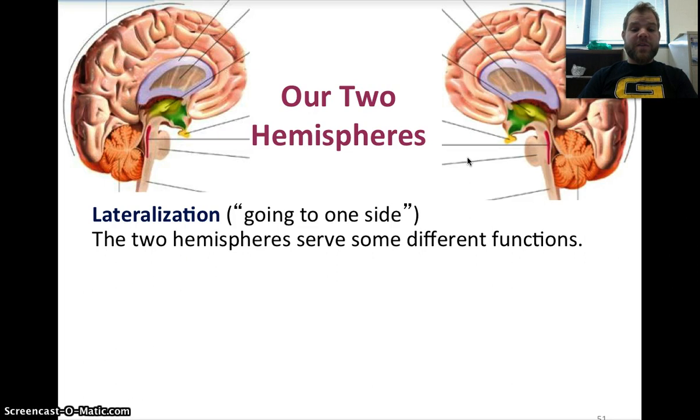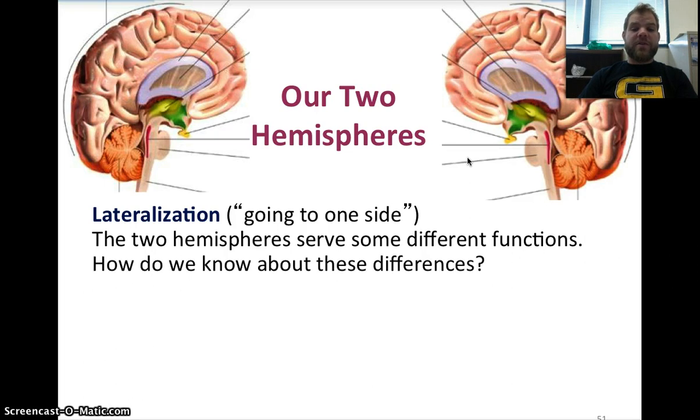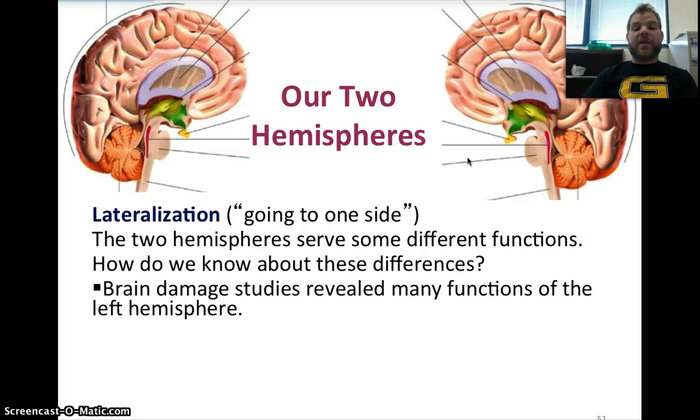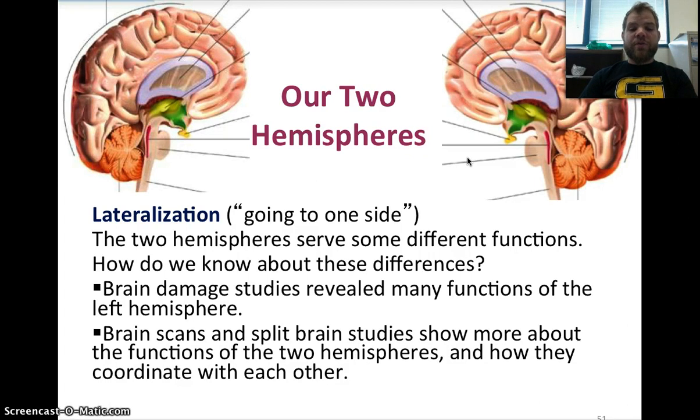These two hemispheres perform very different functions. And the reason we know about these differences is because people with brain damage in the left hemisphere revealed much of what was going on there. If somebody lost function in one part of the brain, primarily to do with language, we studied them, and now we know about the functions of the two hemispheres and how they coordinate with one another.